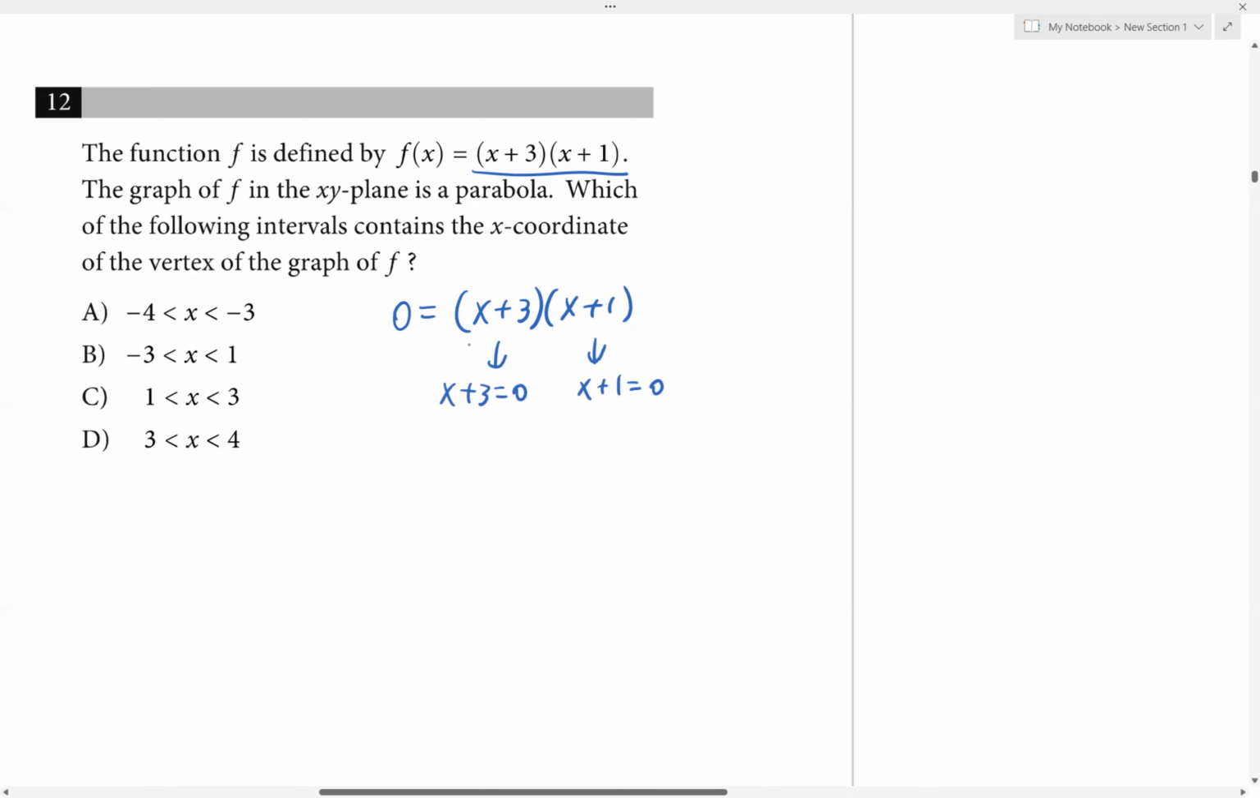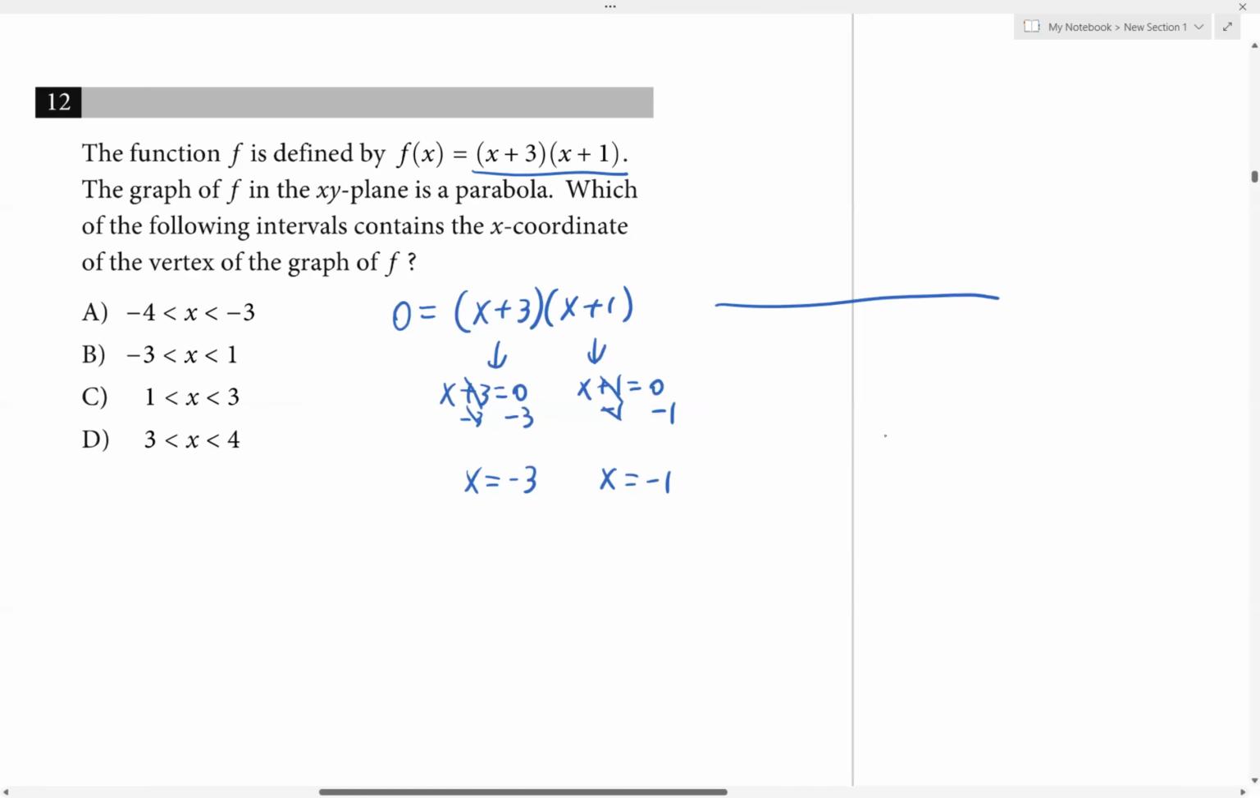For the first one, we solve for x: we subtract 3 on both sides, x equals negative 3. And then for the second one, we subtract 1 on both sides, we get x equals negative 1. Okay, and that should be our two solutions. So what we can do now is go ahead and graph this. We put it on the graph.